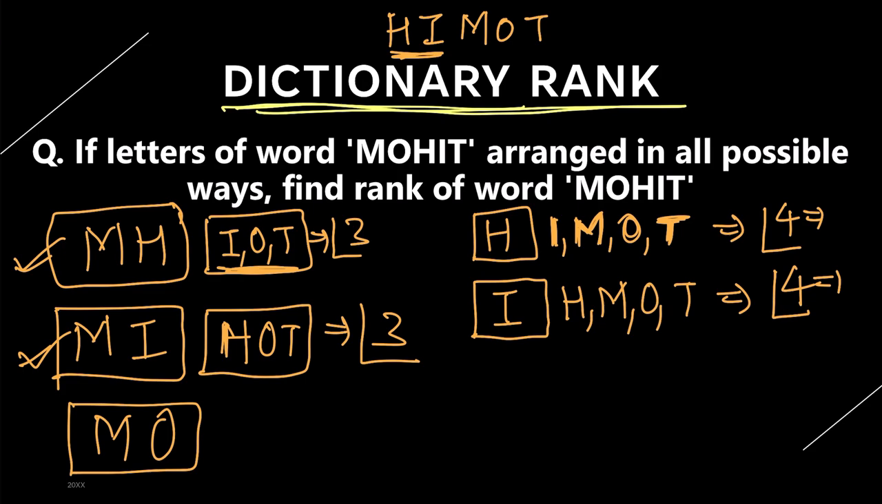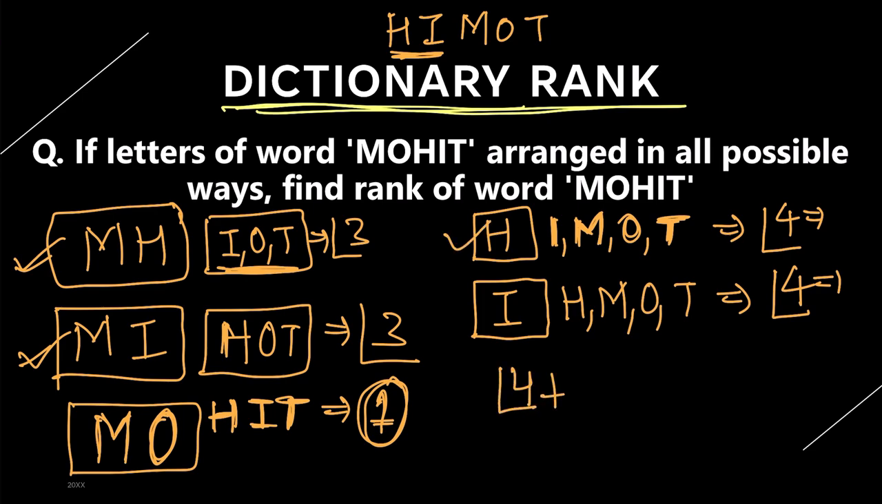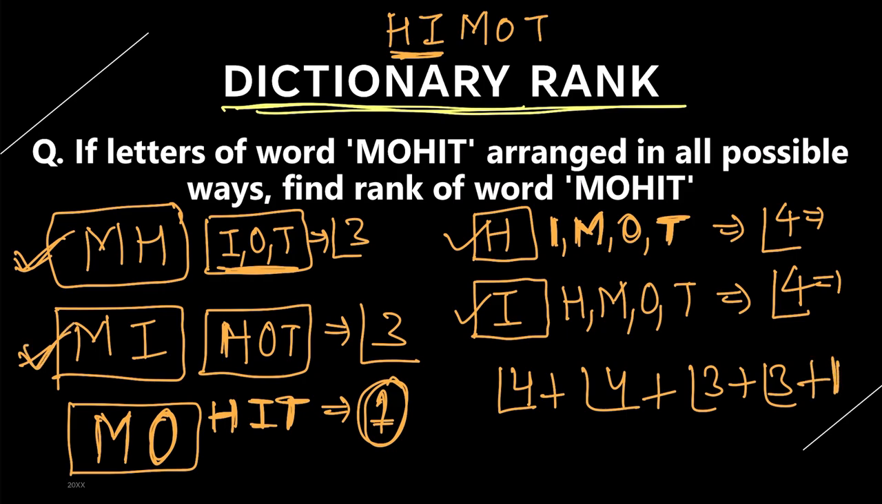Now if MO is gone, what will come after MO? H will come, then I will come, then T will come. So there is only one way, right? So the rank will be 4 factorial because of H, 4 factorial because of I, 3 factorial because of MH, 3 factorial because of MI, and 1 case because of MOHIT. So that is the total rank of the word. I hope this is clear.